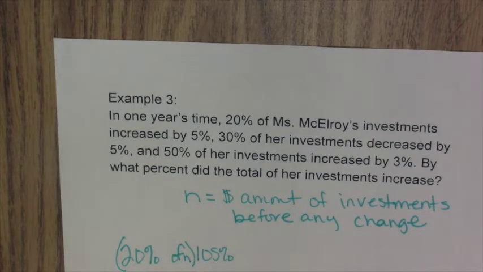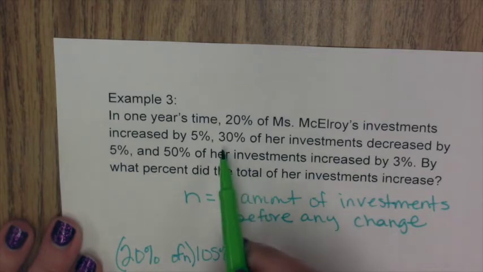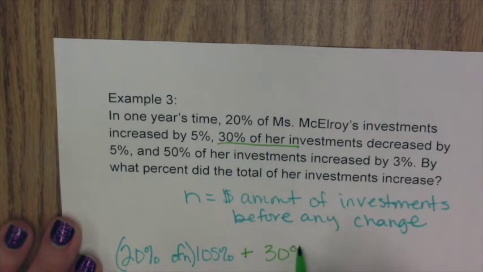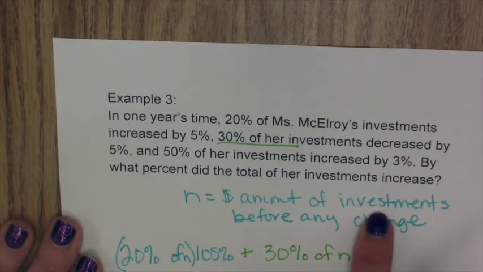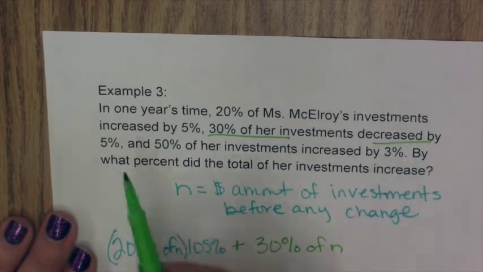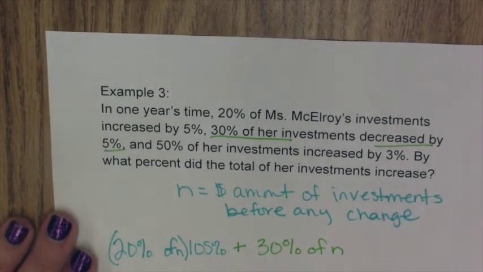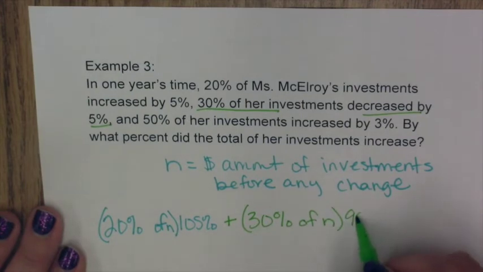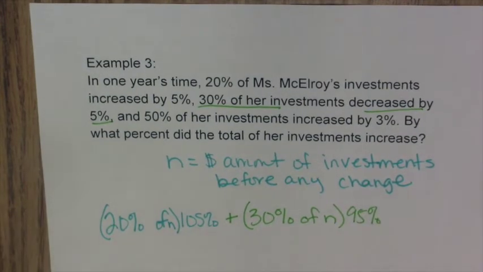Let me grab a different color for this next part. So we're going to add to that. So on this one, 30% of her investments decreased by 5%. So that would mean that it went down. So that would be, change it to 95%.